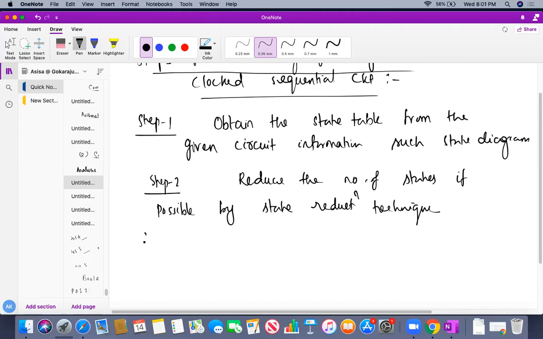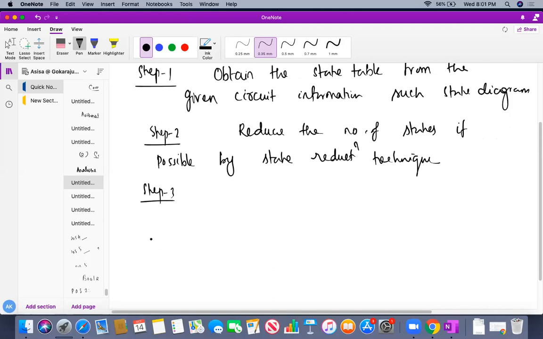Okay. So next, step three. Step 3 is to assign binary values to each state in the state table. Whatever state table you have obtained from the state diagram, now you have to assign binary values to those states. Let's say it has 5 states, A, B, C, D, E. In order to represent 5 states, how many binary terms do we need? 3 terms we need. So A, B, C, D, E are represented by 000, 001, 010, 011, 100.